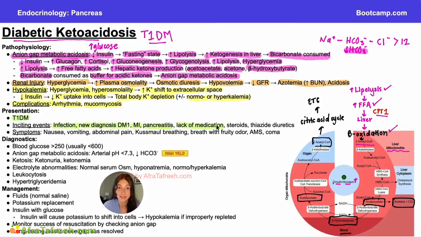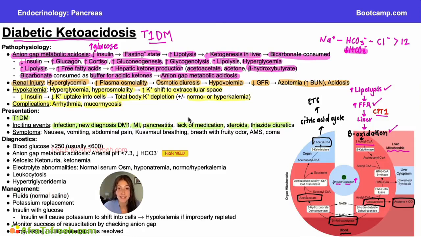So if a patient hasn't been taking their insulin for whatever reason, that is a quick recipe to get someone with type 1 diabetes into DKA. Steroids or thiazide diuretics too. So basically anything that's a shock to the normal system, an infection, pancreatitis, a heart attack, anything that damages the normal system of someone who does have type 1 diabetes puts them at increased risk for DKA.